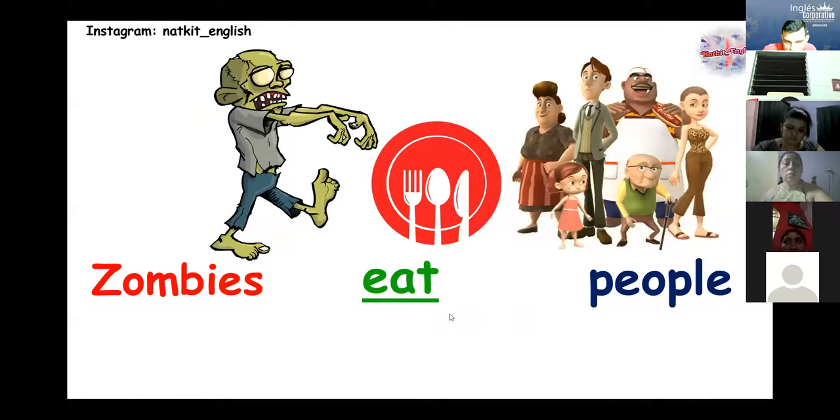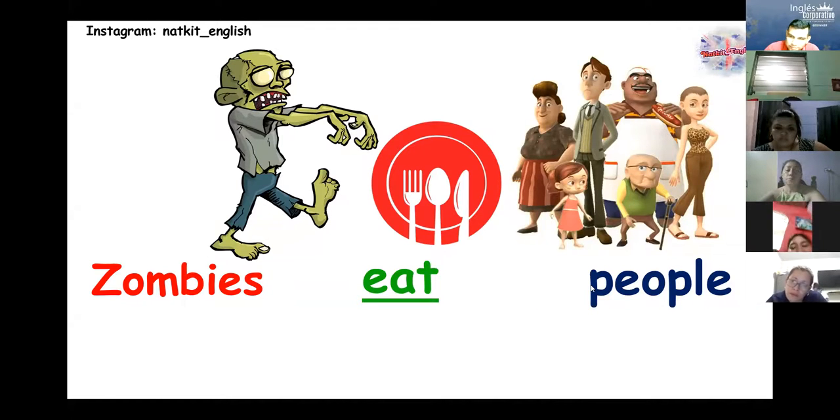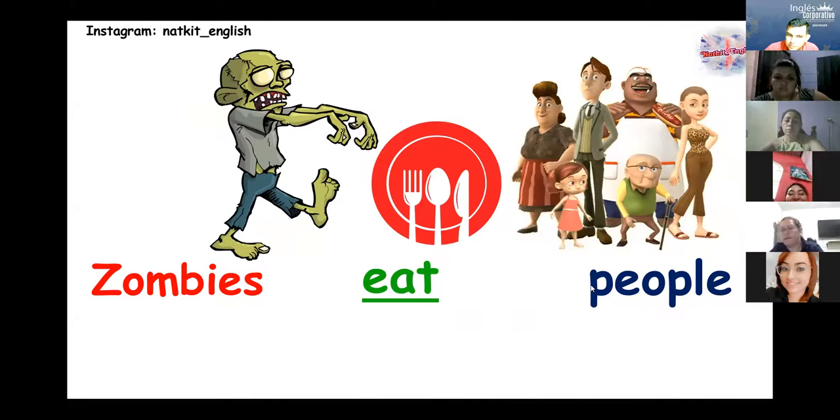Okay. En esta oración, ¿cuál es el sujeto? What is the subject? Zombies. Exactly. El sujeto usualmente va antes del verbo, no después. Zombies eat people. ¿Cuál es el objeto de la oración? De lo que estamos hablando. People. Okay, las personas. ¿Y cuál es el verbo? Eat. Muy bien.